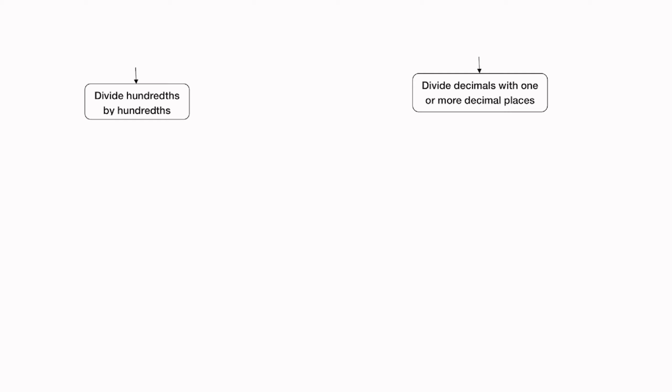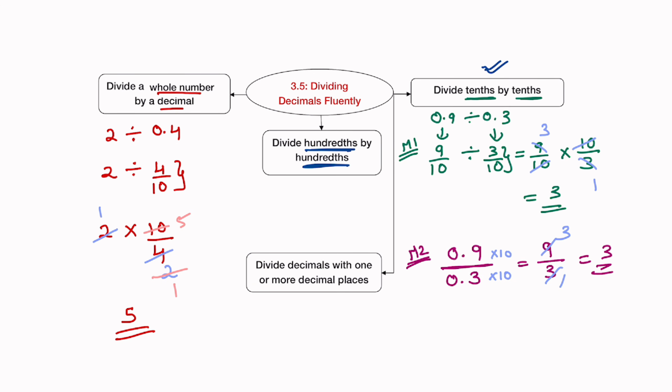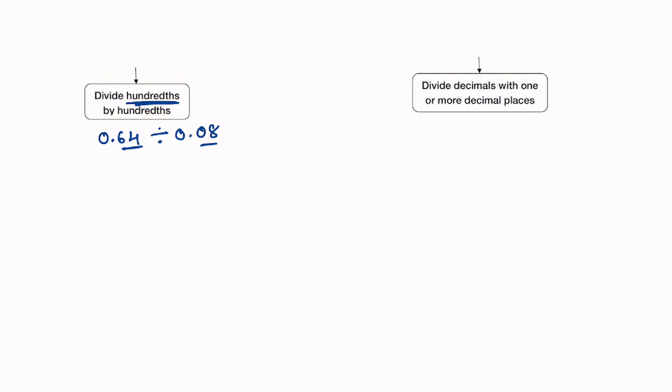Okay, let's see here. So here we'll have, for example, 0.64 divided by 0.08, because it's hundreds, right? So two decimal places. So we do the same process. Here in method 1, we had 10 because it's tenths and this one decimal place, right? So here we have two decimal places. It's hundreds. So we will have 100. So we say 64 upon 100 divided by 8 upon 100, right? Then we say 64 upon 100.